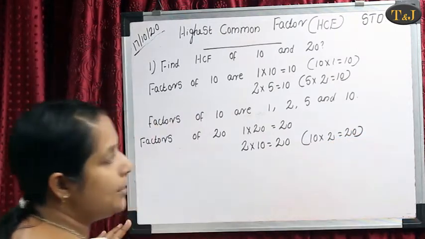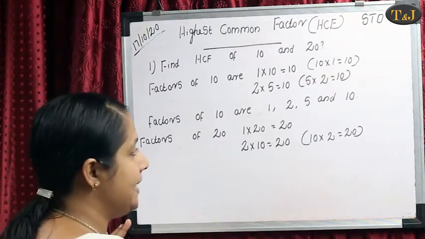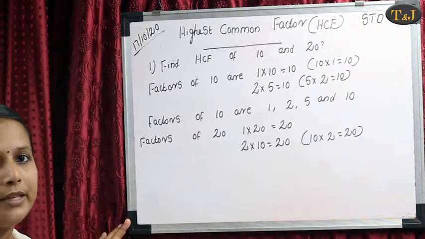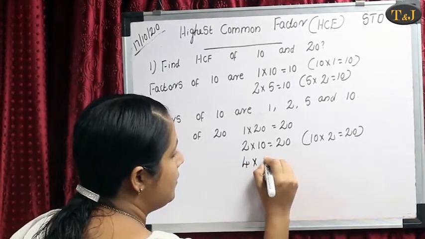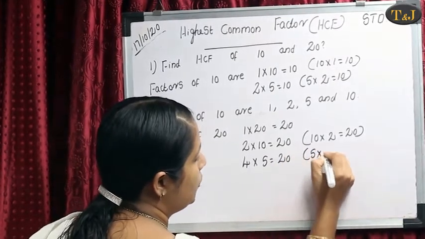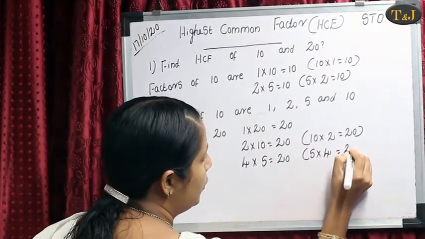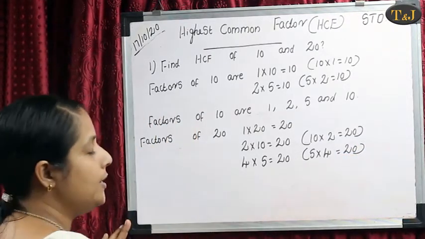Then in 3's table, is there 20? No, 3 6s are 18. There is no 20 in 3's table. Then in 4's table, is there 20? Yes, 4 5s are 20, or 5 4s are 20. Okay, both the 4th and 5th tables include the product 20.